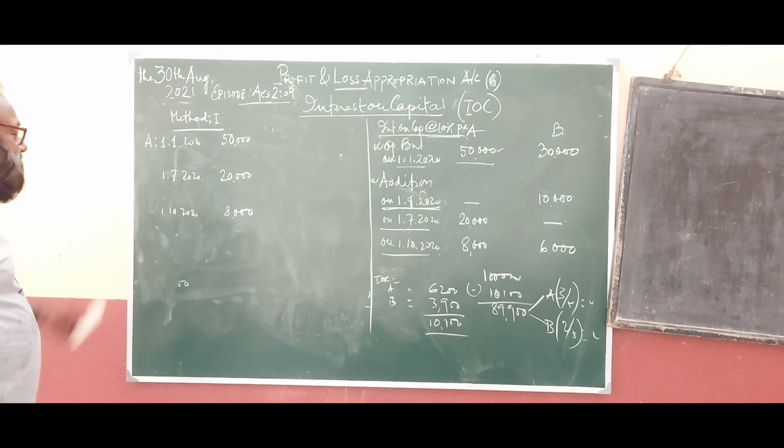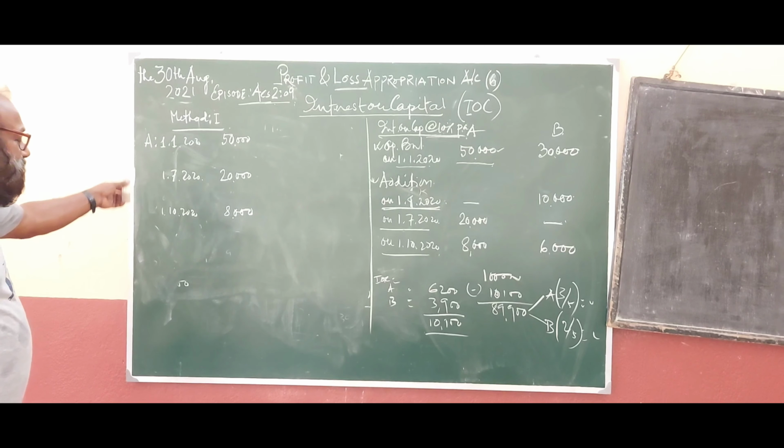Just from this information, you can easily say that this 5,000 works for how many months? For 6 months. 6/12 into 10/100. Clear?